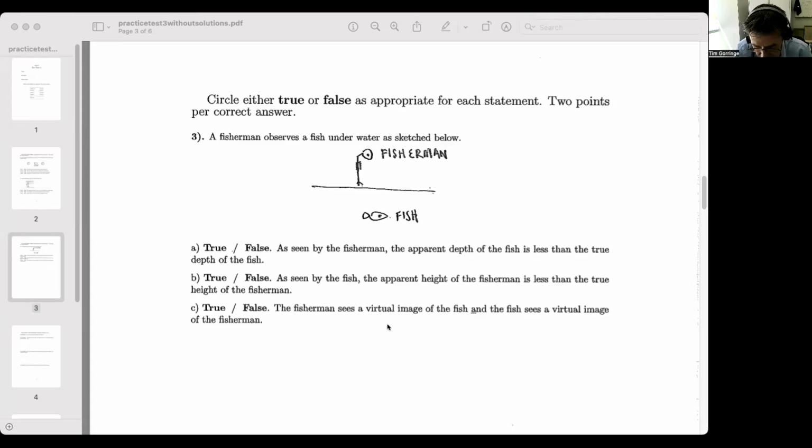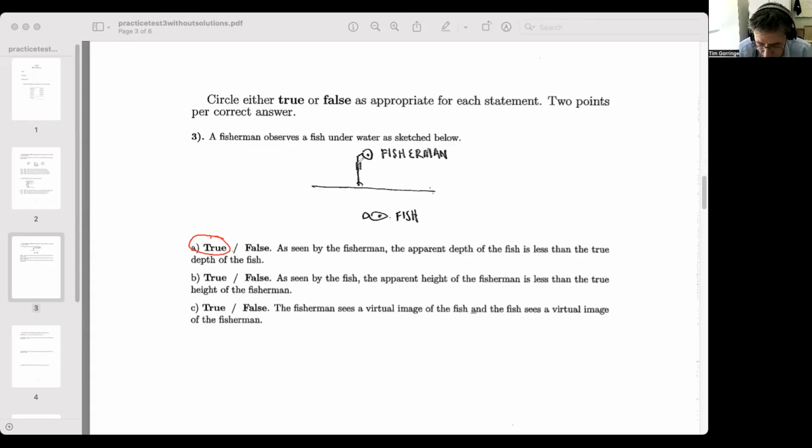And this first question says, as seen by the fisherman, the apparent depth of the fish is less than the true depth of the fish, and that is true. Because of the refraction, because the light is traveling from higher to lower refractive index, the image of the fish is closer than the object, the fish, was.